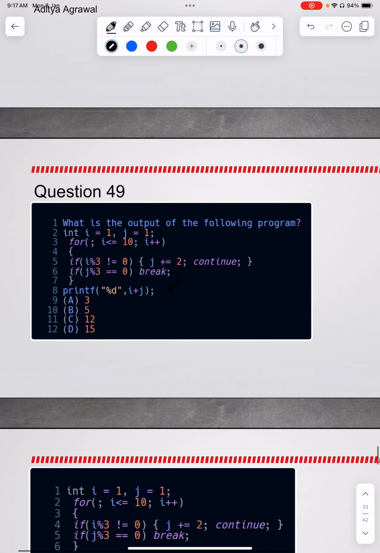So this is question number 49 of the sample paper. What is the output of the following program? int i equal to 1. There are two variables declared, i and j, i equal to 1 and j equal to 1.